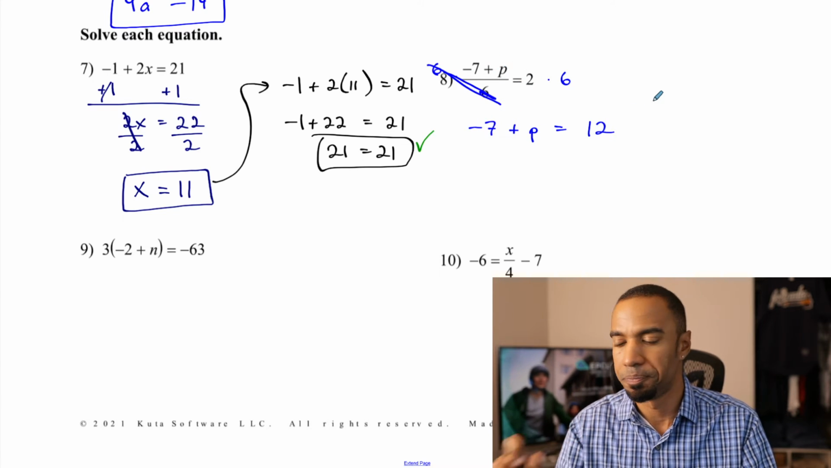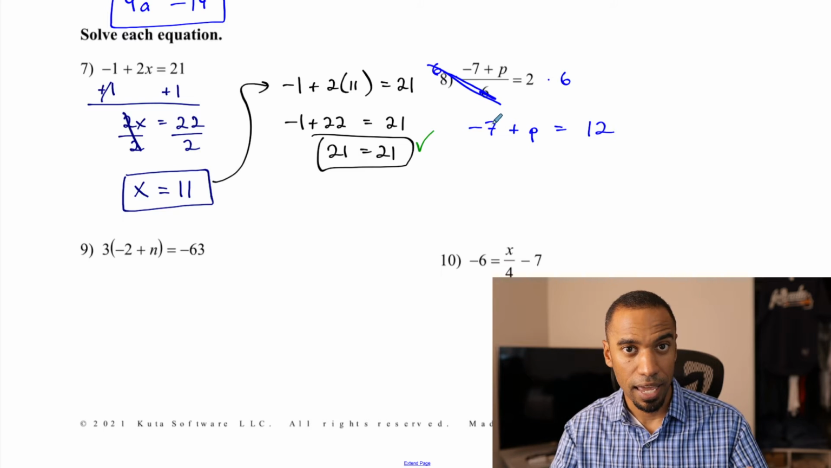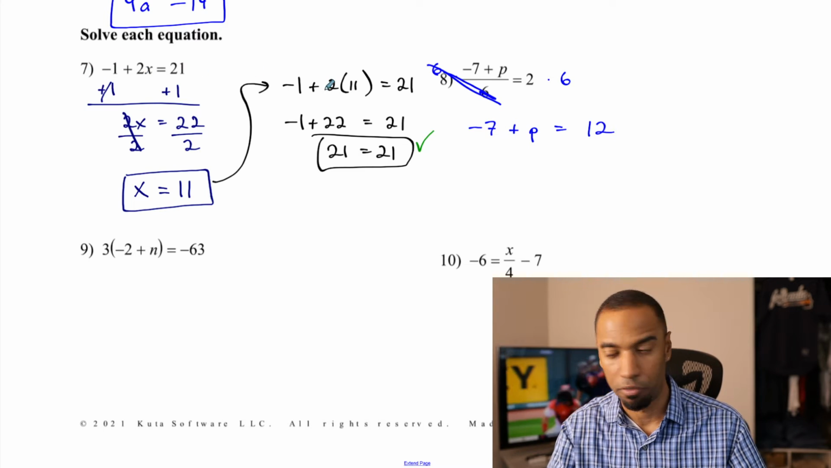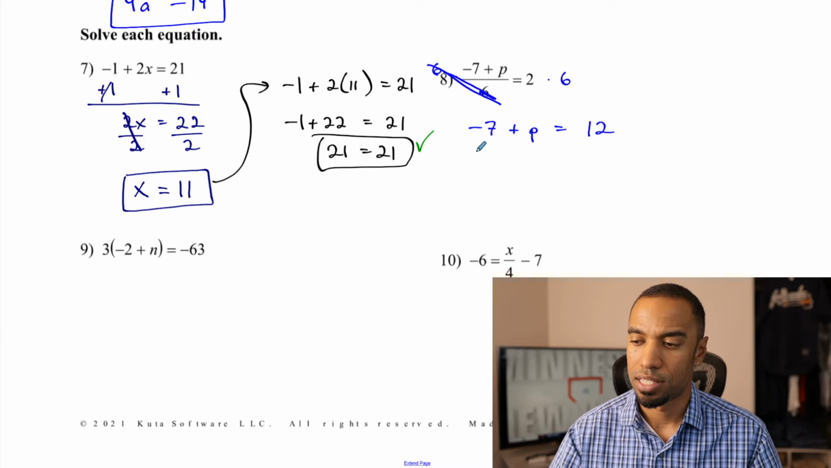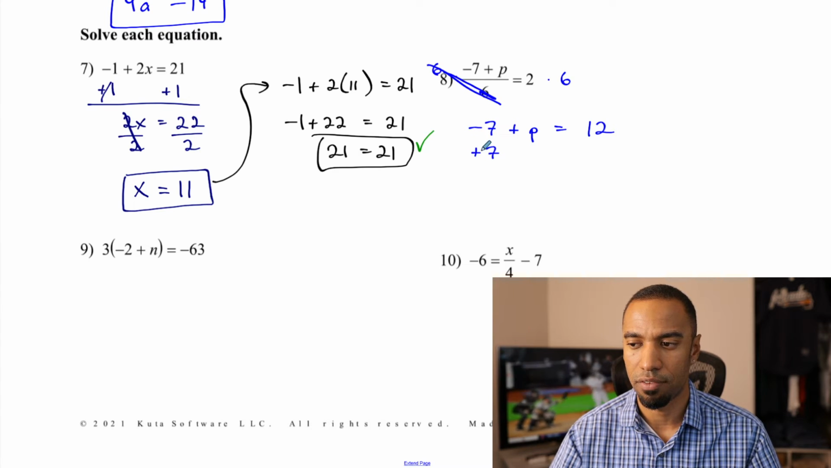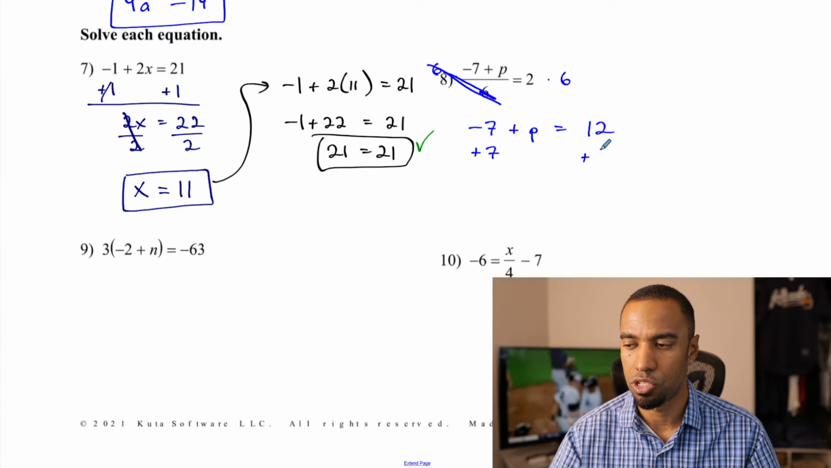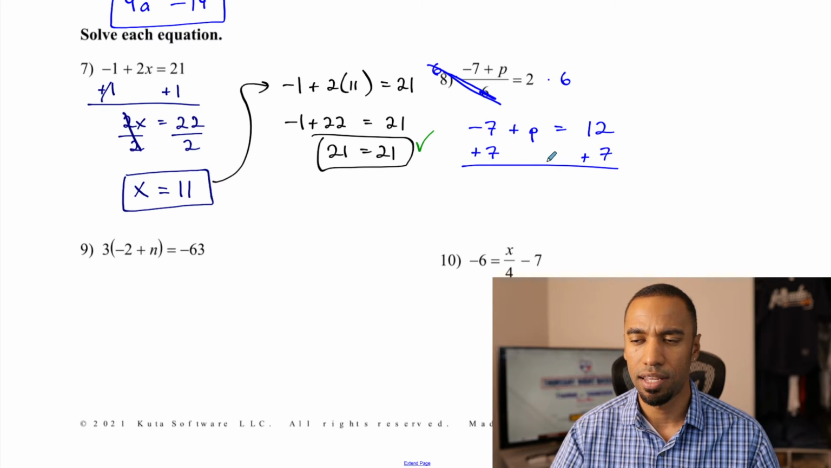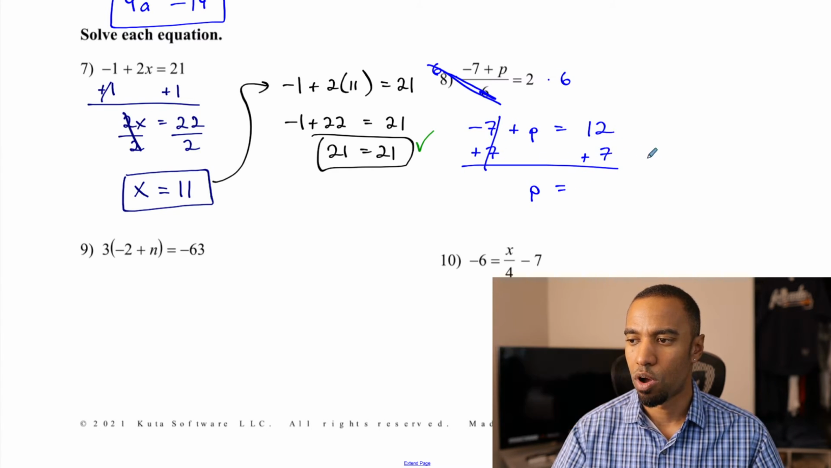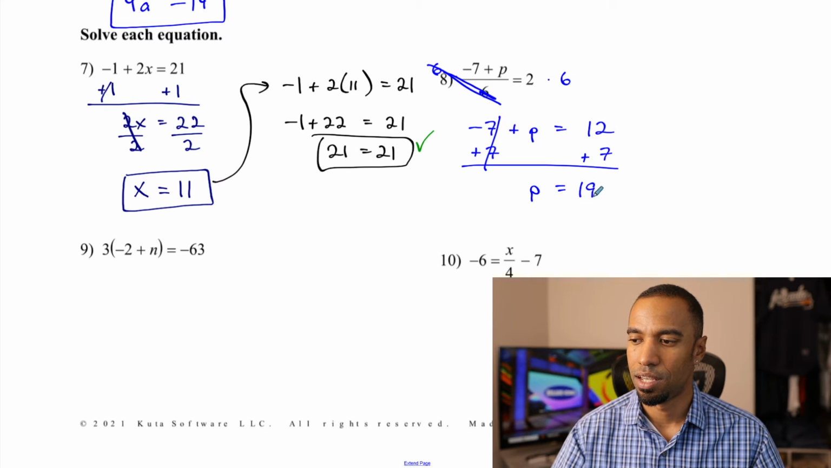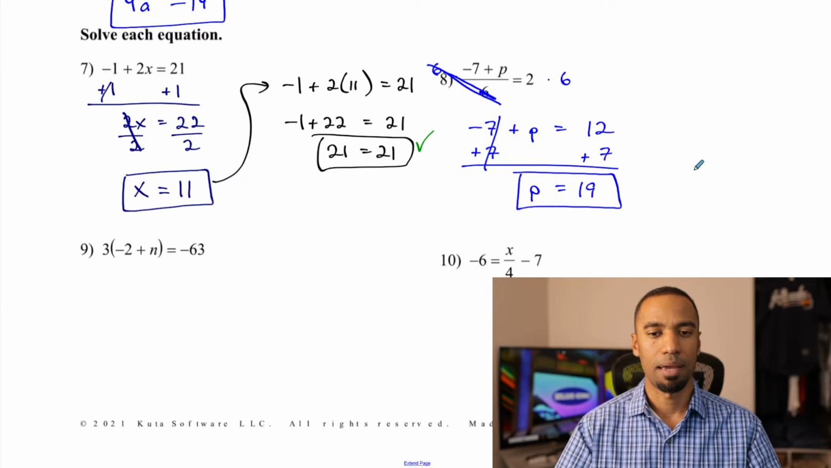So what is p? We still have the negative 7 to deal with, just like this negative 1 before, right? So we're one step away. Let's add 7 to both sides. Because the 7 was negative, I must add 7 to make it 0. So I add 7 to the other side. Again, balance. Negative 7 plus 7 is 0. I'm left with p. And 12 plus 7 is 19. So p equals 19. I'm set to jet.